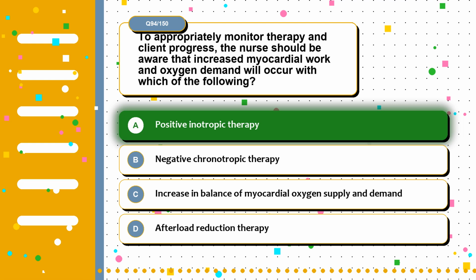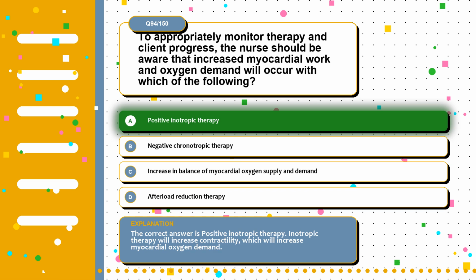The correct answer is option A, positive inotropic therapy. Inotropic therapy will increase contractility, which will increase myocardial oxygen demand.